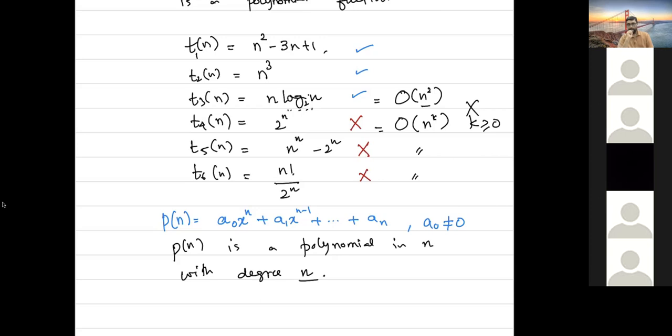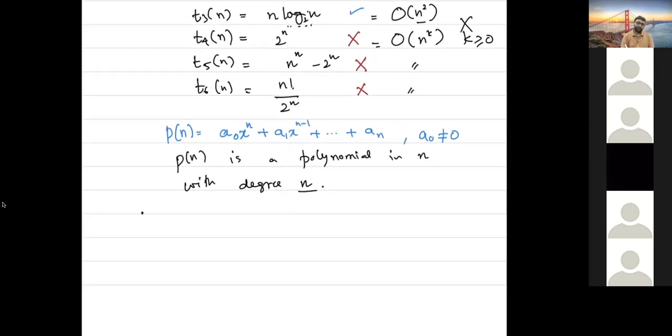Yes, sir. Okay. Now, I have two more points, and let me make those points and then we can talk about it. So point number one, which is a claim, I say that this class P is invariant for all models of computation that are polynomially equivalent to a deterministic single tape Turing machine. So this is a technical thing to talk about.